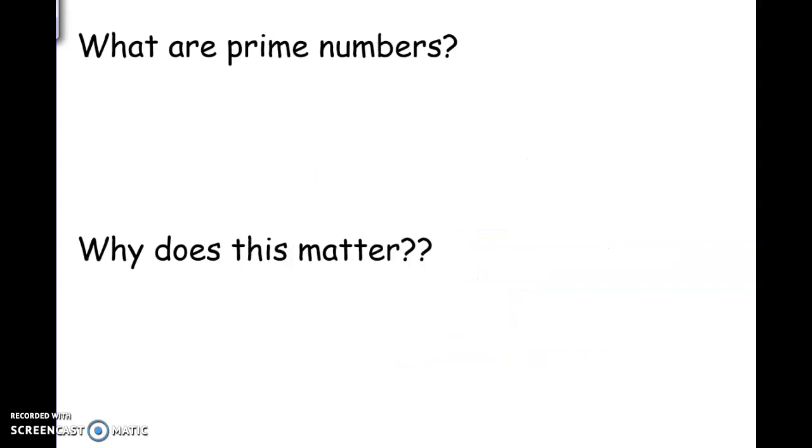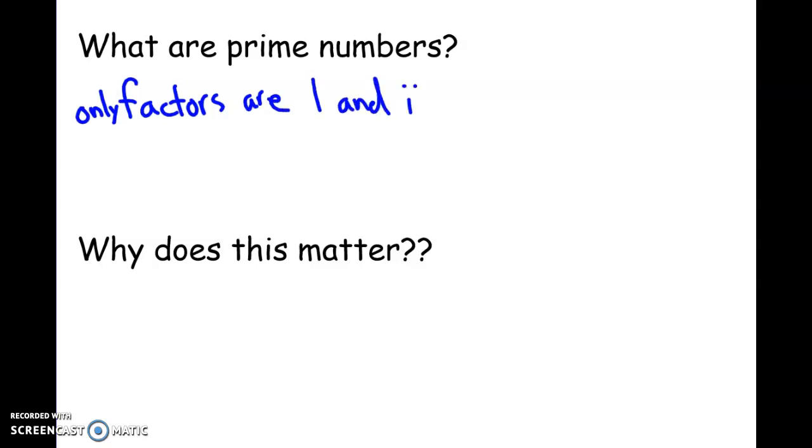All right, first of all, what are prime numbers? So prime numbers are numbers whose only factors, we're looking for factors, are 1 and itself. So these numbers cannot be divided by anything, and that's what makes them special. And in that regard, they're sort of like building blocks that we can use to make other numbers.